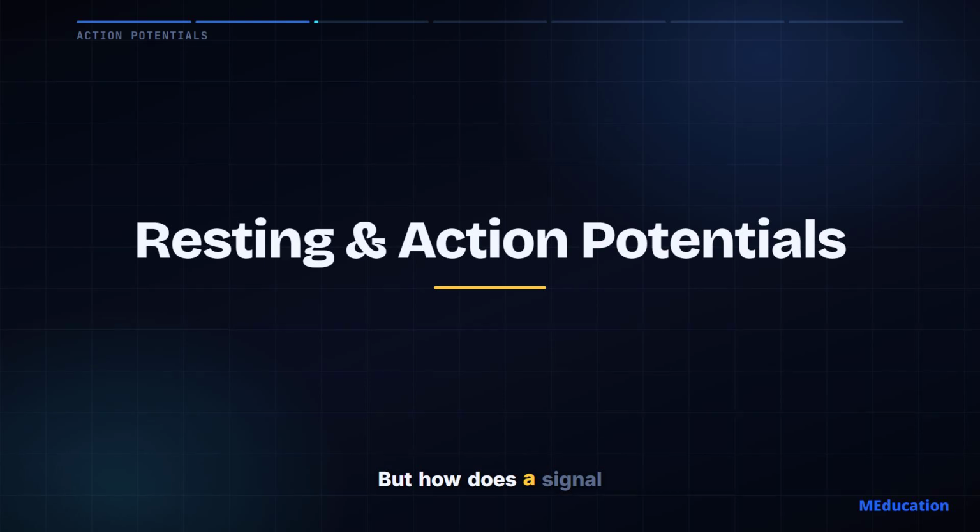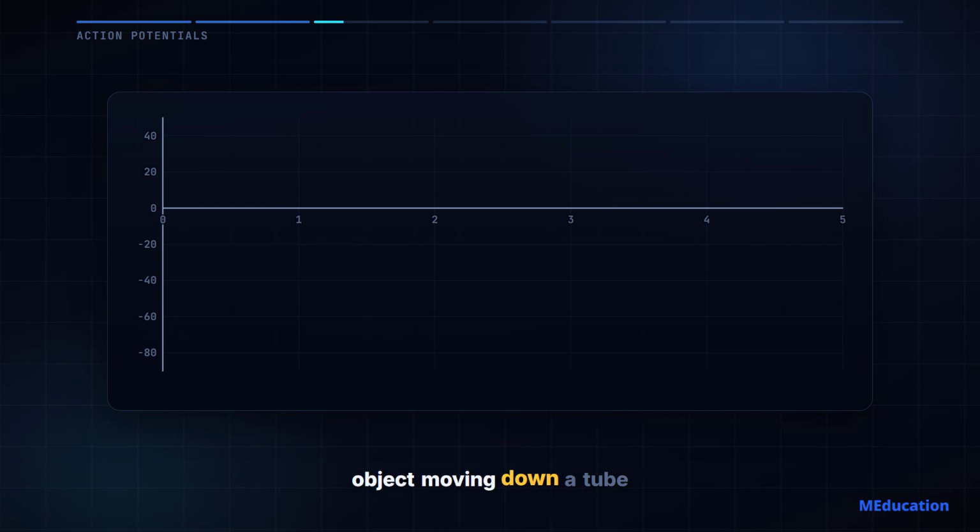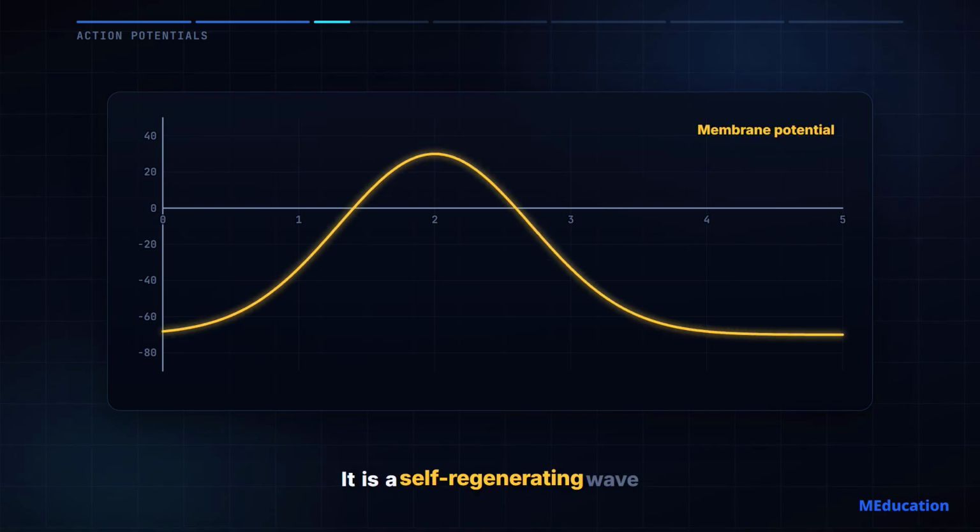But how does a signal actually travel along these neurons? What exactly is a nerve impulse? It is not a physical object moving down a tube. It is a self-regenerating wave of electrical depolarization. You will learn how the sodium-potassium pump maintains a resting potential of -70 millivolts, and how voltage-gated channels suddenly open to flood the cell with sodium ions.